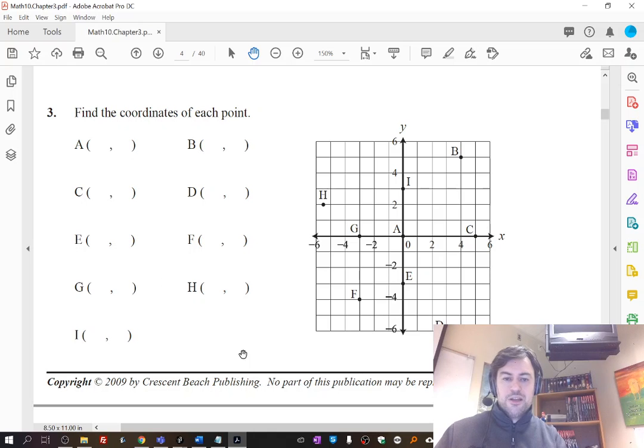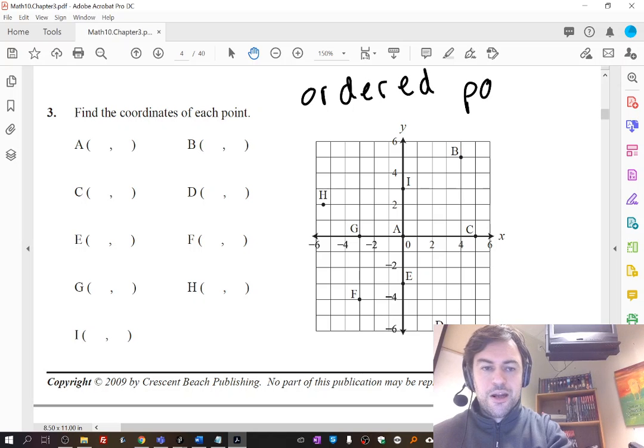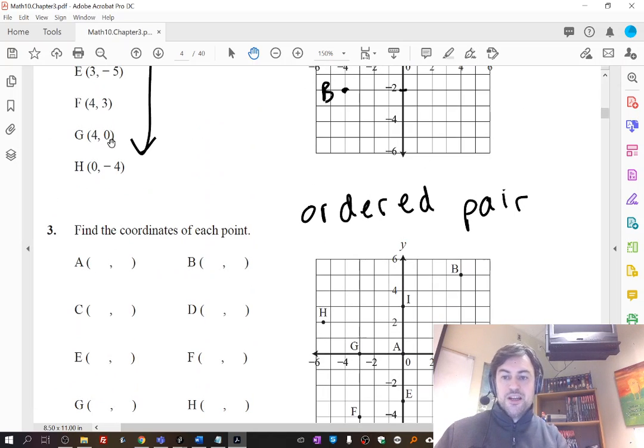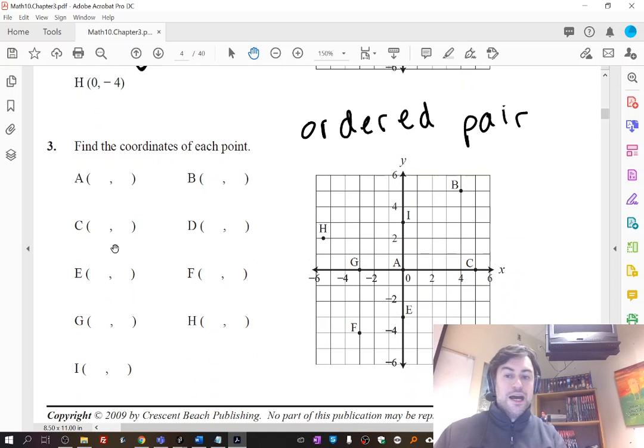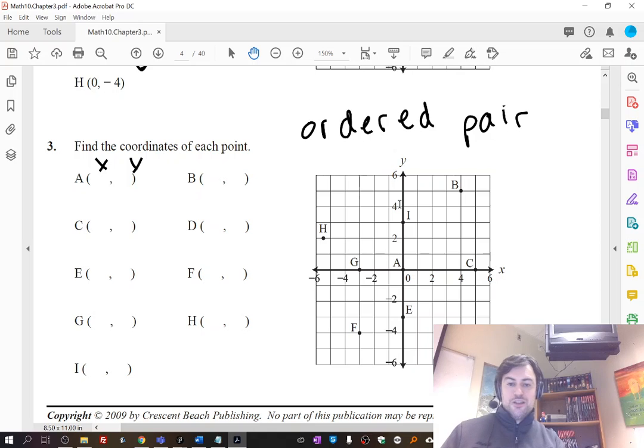Okay, this is question 3 now. Question 3 is all about labeled points. We have to find their coordinates and write them as an ordered pair. I should probably mention this term, ordered pair. Ordered pairs are like these things here. They're a set of an x and a y. So x, y, right?